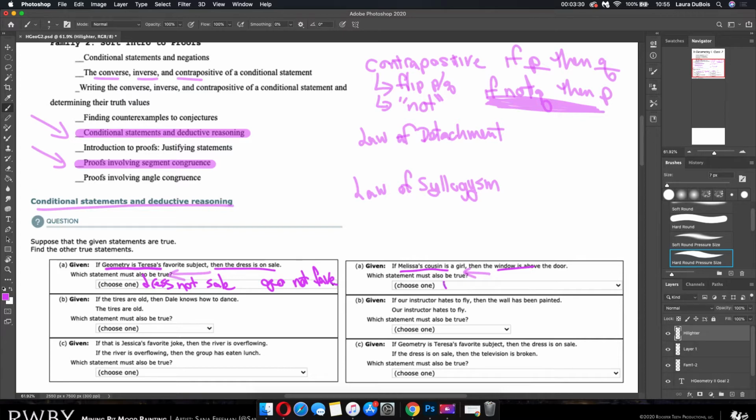So the window is not above the door. Then Melissa's cousin is not a girl. So the cousin is not a girl. That's going to be the setup.